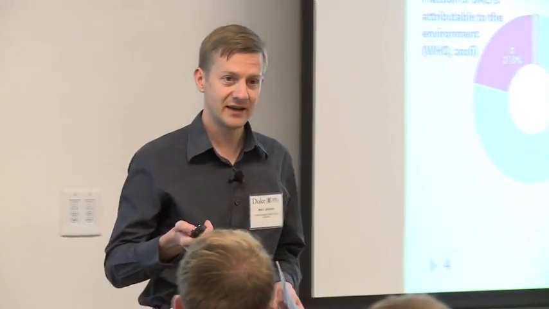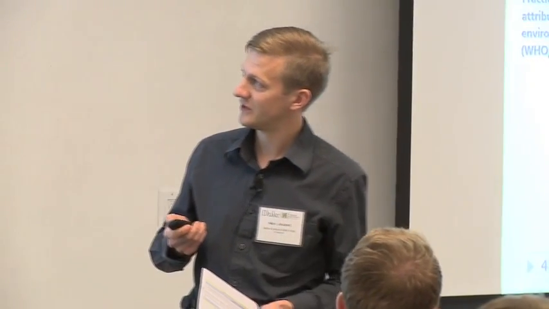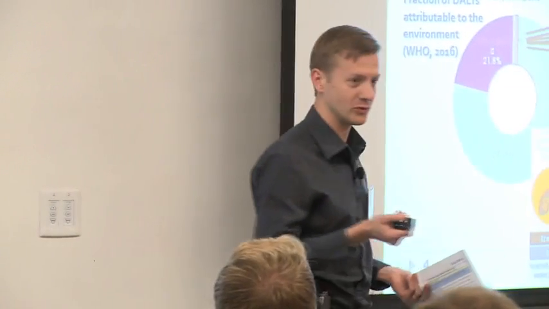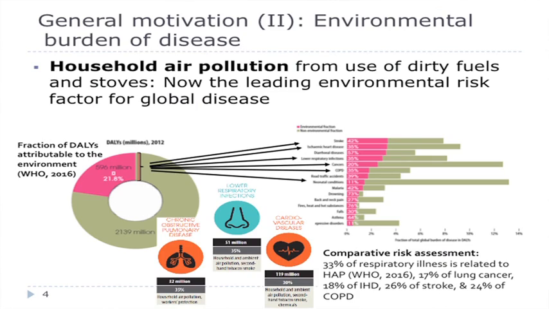If we unpack this environmental fraction of disease a little bit, one of the main culprits is household air pollution. And household air pollution is linked to a number of different environmental health-related conditions. This pink part of the bar is the environmental fraction of that condition, and the rest of it is the overall total burden of disease. So air pollution is the leading environmental risk factor for global disease.